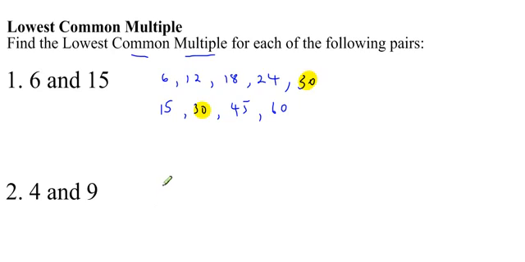So 30 is common to both lists. Now, the first word in that term, lowest common multiple. We know that these are both multiples. We know that they're common because they're the same in both lists. And we also know they're the lowest because they're the first number that we come to in each list that's common to both of them. So the lowest common multiple is 30.